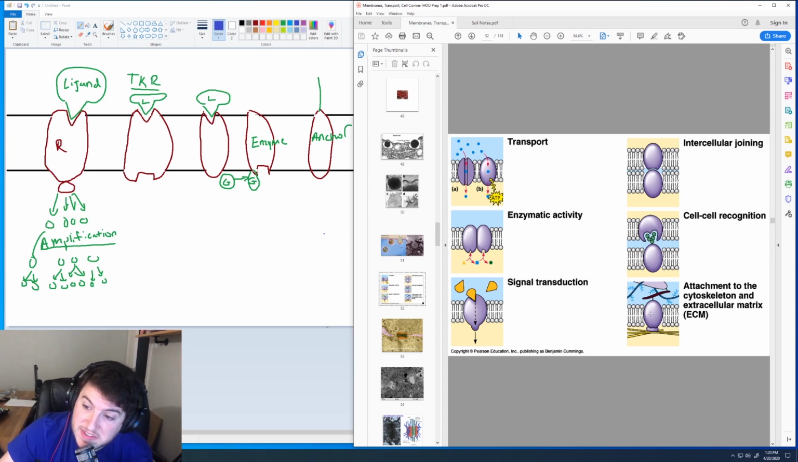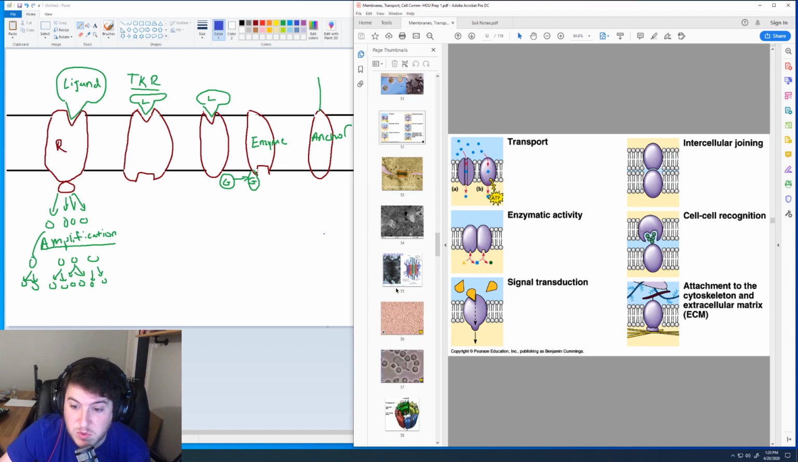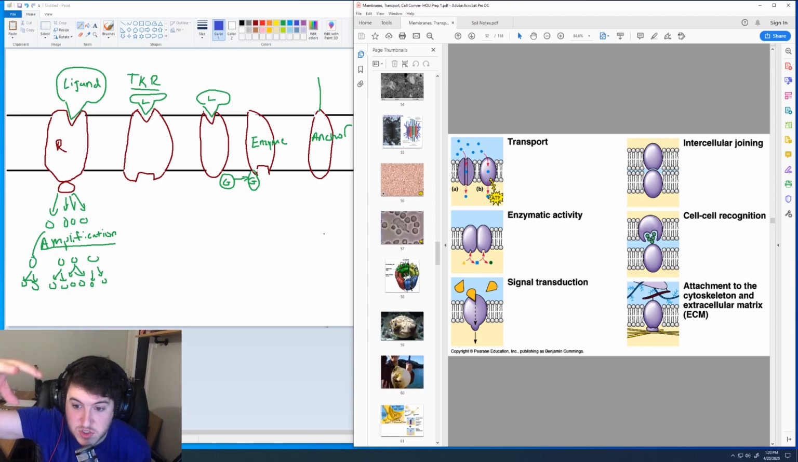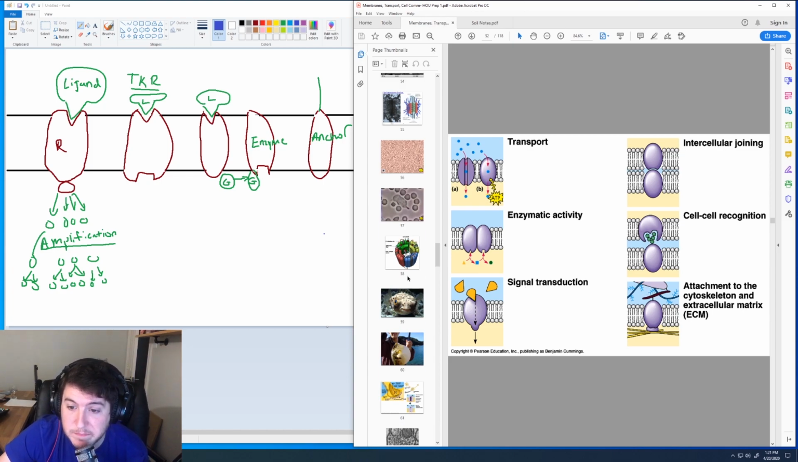And then we have these anchor proteins that bind to the cytoskeleton. Okay, so remember, you have the cytoskeleton, which is just a bunch of filaments that connect and hold all your cells together as best they can, because cells are really fluid. And so we have proteins to anchor those cells to the cytoskeleton. Okay.